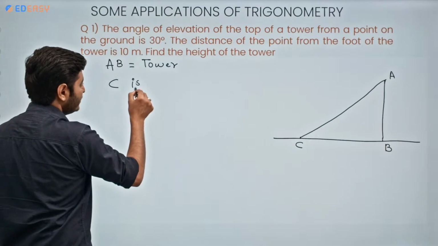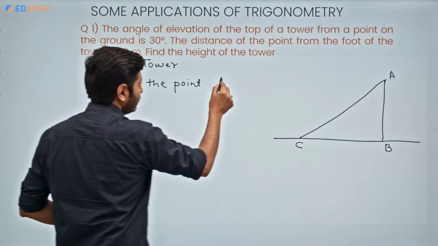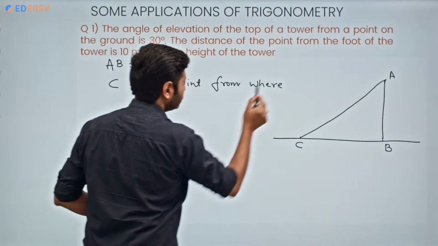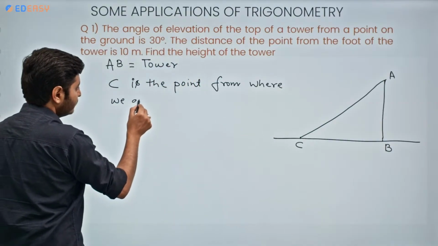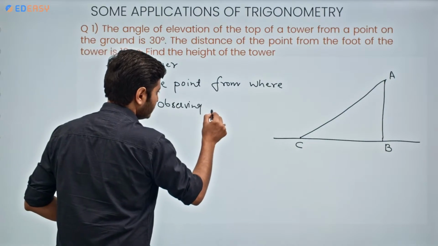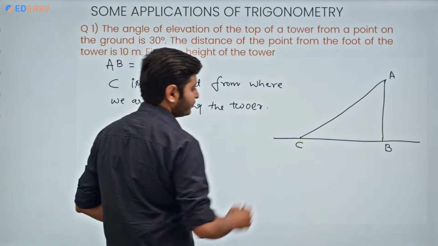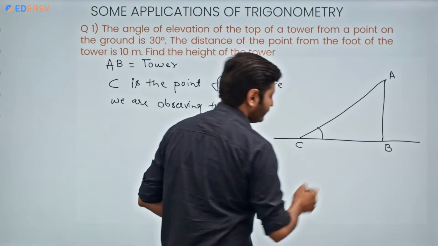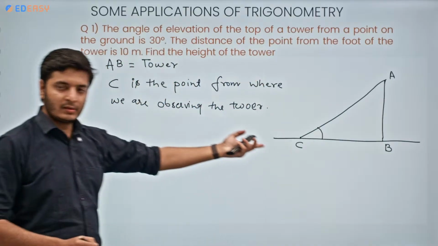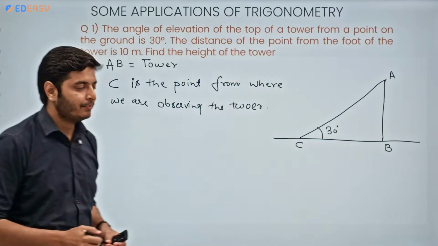C is the point from where we are observing the tower, and the angle of elevation that is given to us is 30 degrees. So this is 30 degrees. You will write 30 degree here.